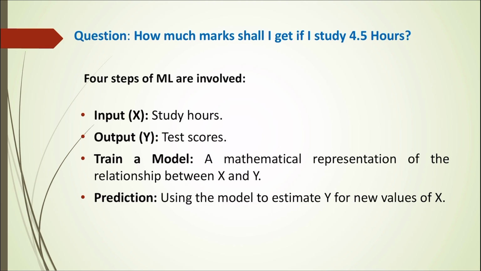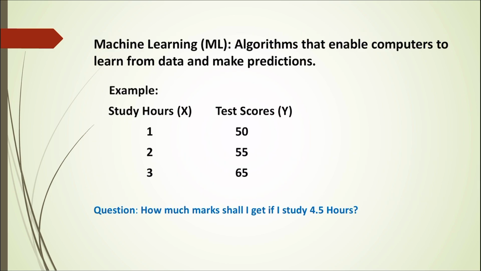The fourth step is, once we have trained the model on this data, that is, we have the relationship between the variables y and x, we will use that to estimate the value of y for new values of x. So these are the simple 4 steps involved in a machine learning model, and using these 4 steps we can answer the question: how much marks shall I get if I study 4.5 hours? Machine learning here is simply finding the relationship between the variables y and x.